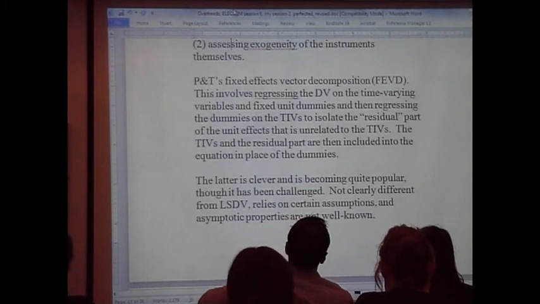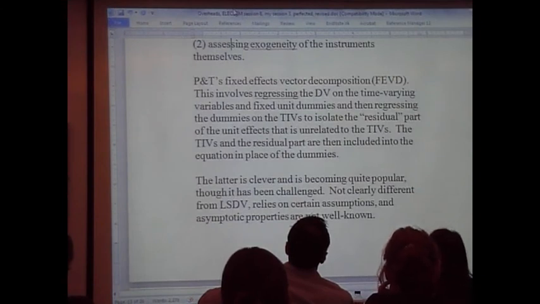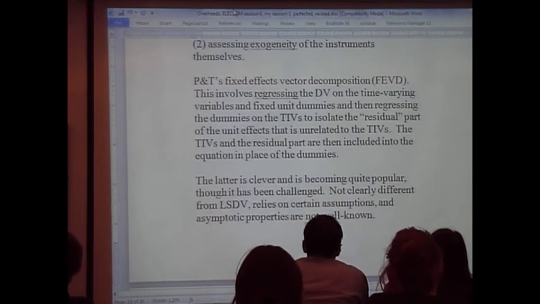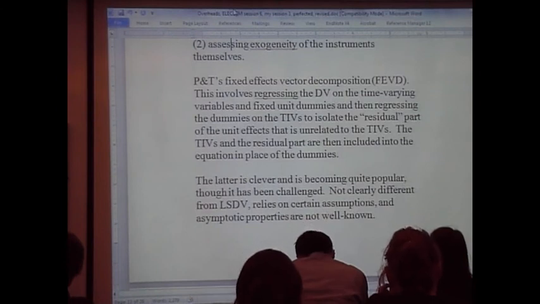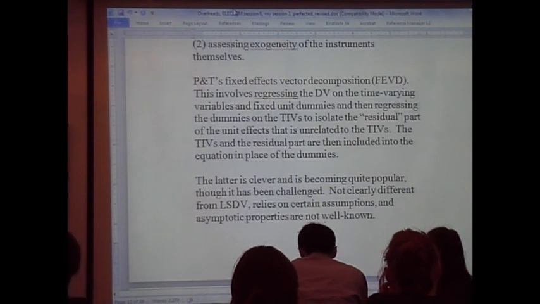So you've got a regression: y sub i sub t regressed on x sub i sub t, plus dummy for unit 1, dummy for unit 2, dummy for unit 3, dummy for unit 4, and so on. Then you take the coefficients on those dummy variables, and you regress those on the TIVs, the time invariant variables, to isolate the residual part of the unit effects. So what you have here is this other part of the unit effects, that's the residual part, that's unrelated to the TIVs. Then you take the TIVs and the residual part, and you include them in the model, replacing the dummy variables with those two components, and then you estimate the model anew.